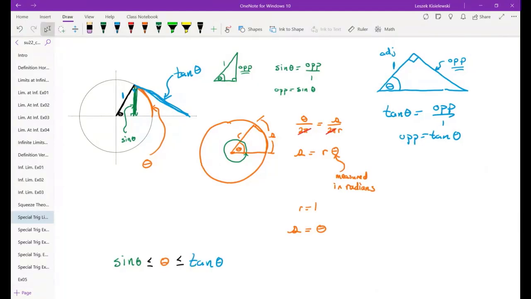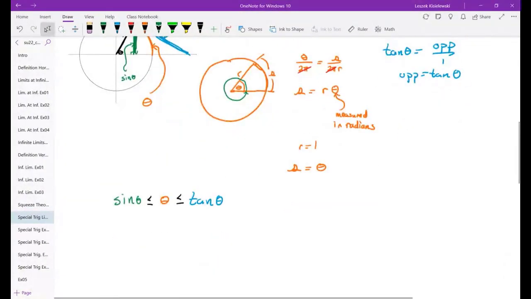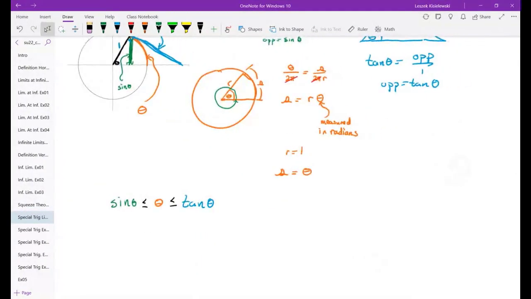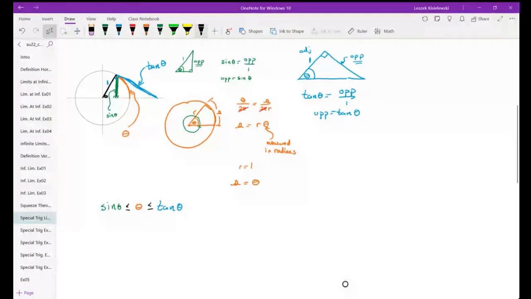What was a pun? Can somebody explain, if you're talking about a pun, what it was in chat? Okay. Tangent? Yeah. Oh yeah, that's literally the blue segment is tangent of theta. It's tangent to the circle, and so I guess that's maybe the way the name was derived.